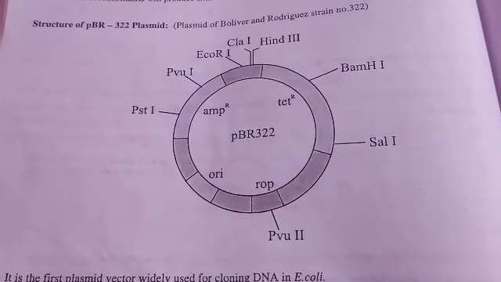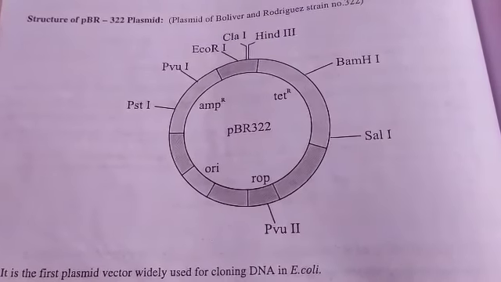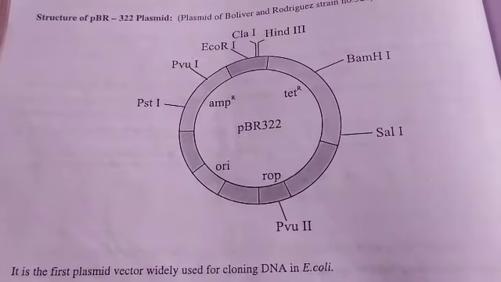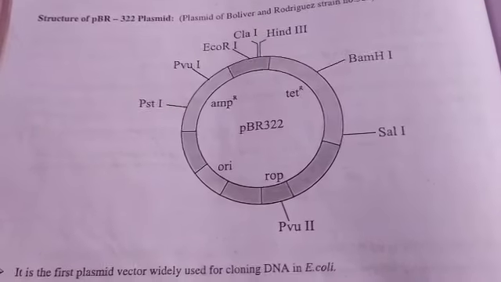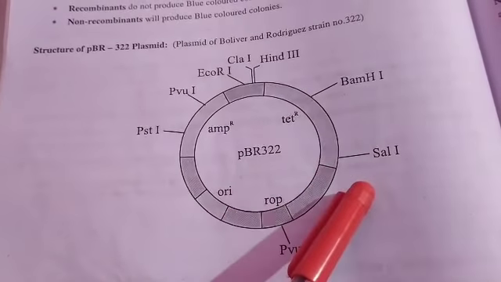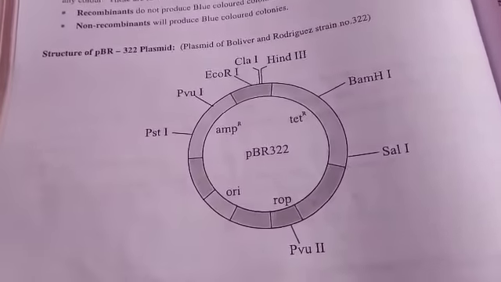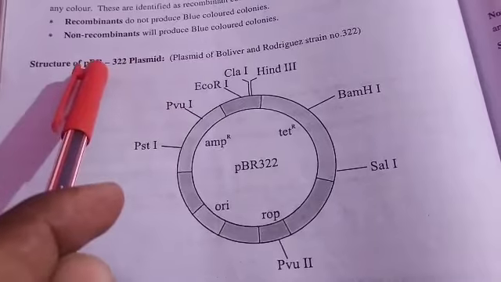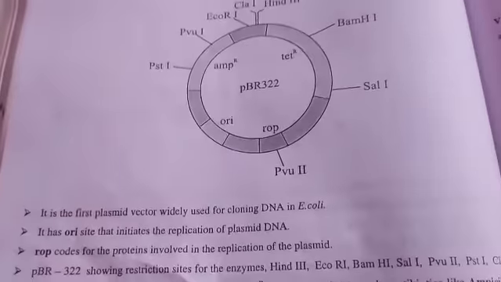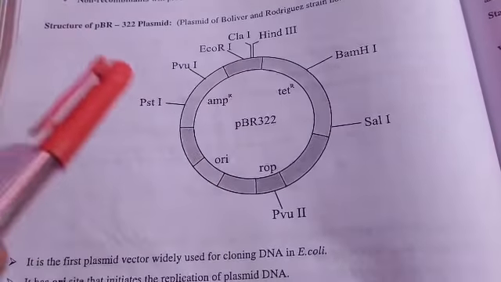Hello students, today in this class I will go over the structure of a plasmid, a special type of plasmid, that is the pBR322 plasmid. A plasmid is a double-stranded circular DNA which self-replicates by itself. A plasmid is used to carry the desired gene. pBR is the plasmid of Bolivar and Rodriguez, strain number 322. This is the structure: double-stranded, self-replicating.